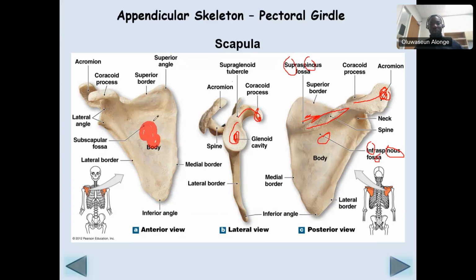When you want to know if the scapula is the right side or left side, picture it as though you are looking at me from behind. You see my spine here, and this is the glenoid cavity where the humerus is going to connect. Whenever you position it like this, posteriorly, the side the glenoid cavity is facing is the side of the scapula. So this is the right scapula.